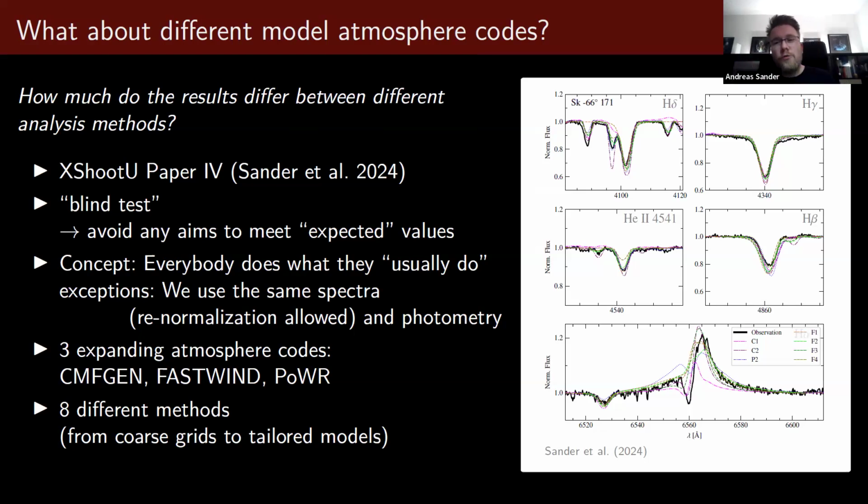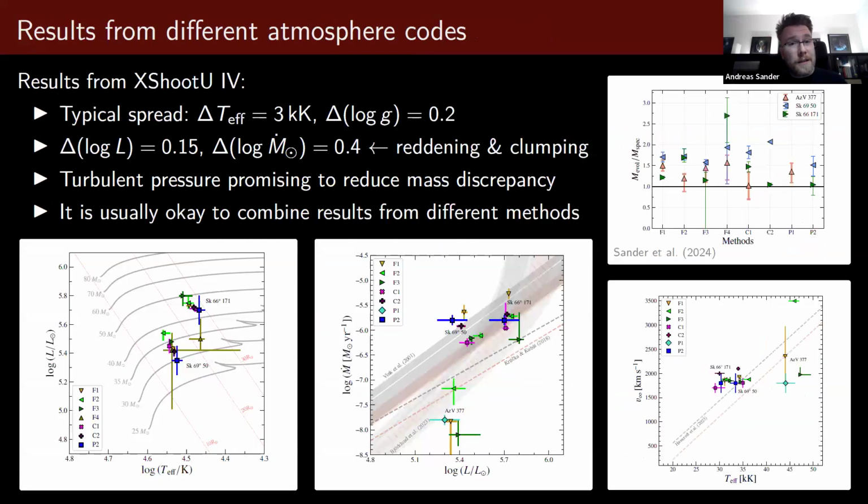So for example, if you want to renormalize your spectrum, then do that. But we wanted to use the same photometry at least, and the same source for the spectrum. So not that somebody takes a different time spectrum from a different date or something. In the end, we had 3 different codes employed and 8 different methods, reaching from coarse grid to tailored models. The results from the paper is that the typical spread one would get is around 3000 Kelvin, and a difference in log g by up to 0.2, with a difference in the luminosities by about 0.15 dex, which is a bit more than we expected, because especially if you then go to the mass loss rates, this is about a factor of 0.4. So this is even more than a factor of 2.